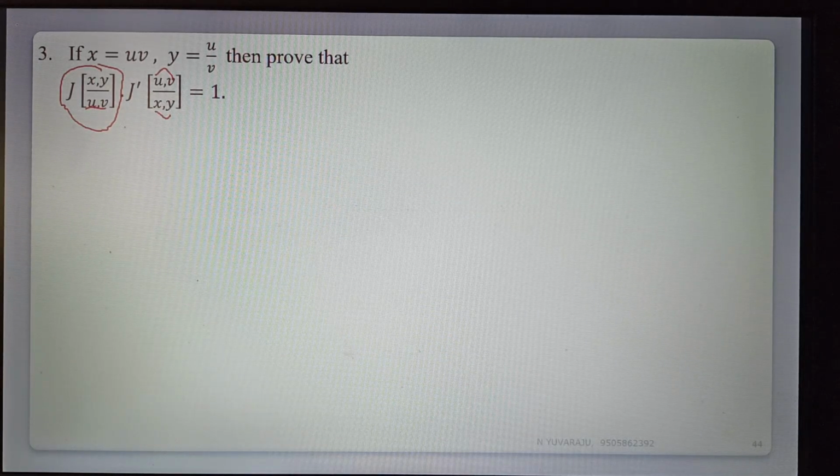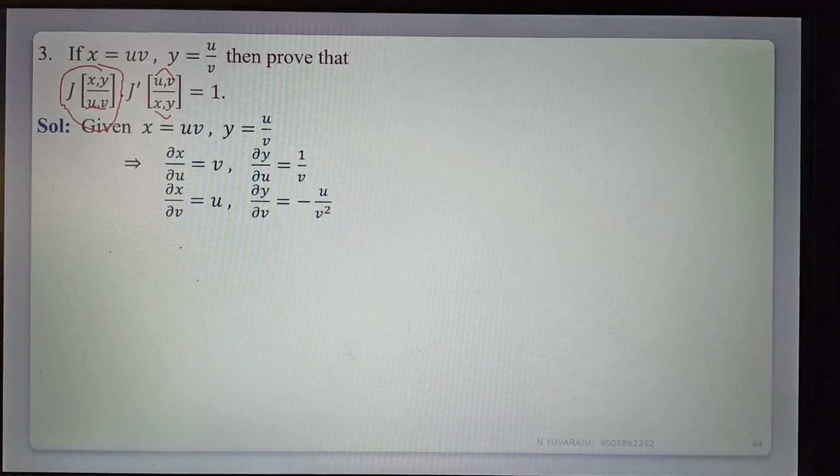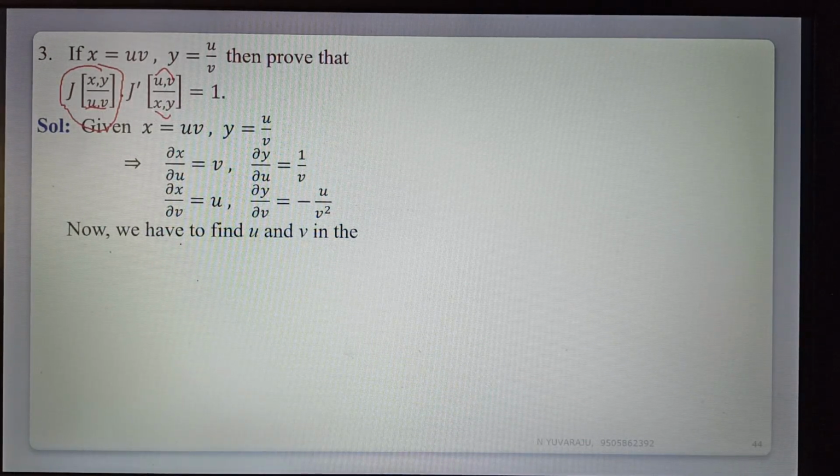Given x is equal to uv, y is equal to u by v. ∂x/∂u is equal to the derivative of u, 1, and v. ∂y/∂u is equal to 1 by v. Next one, ∂x/∂v is equal to u, and ∂y/∂v is equal to minus u by v square. So now we have to find the Jacobian, u and v in the functions of x and y, from the given data. Already x, y are given as functions of u and v.